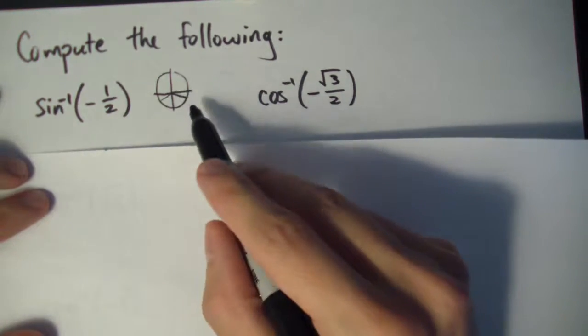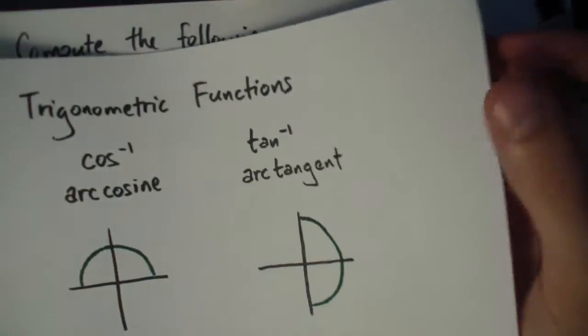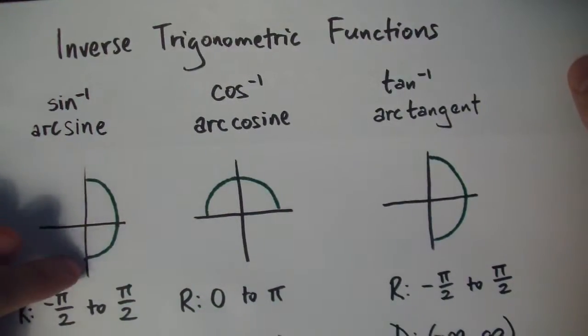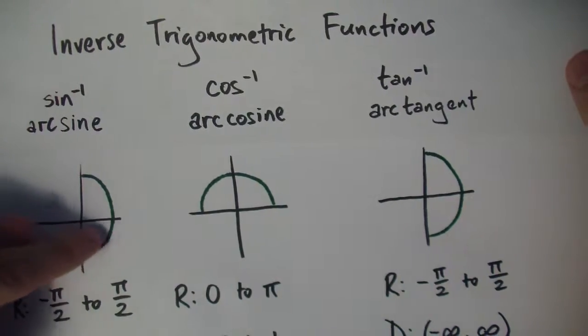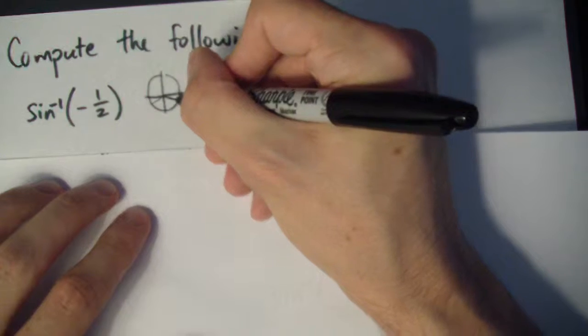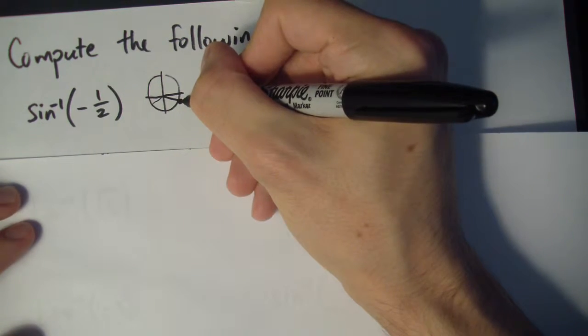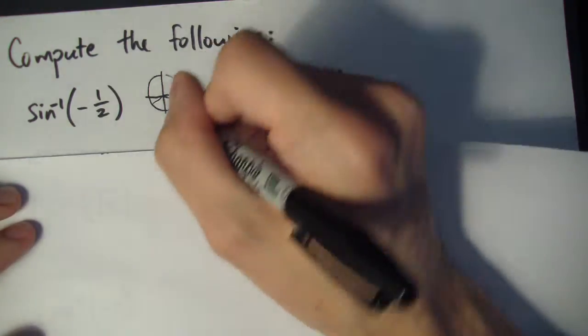There are a lot of ways I could express these angles, but remember, because inverse sine is going to be between minus pi over 2 and pi over 2, I want an angle that is between minus pi over 2 and pi over 2. That's going to be this angle, which is minus pi over 6, or minus 30 degrees.